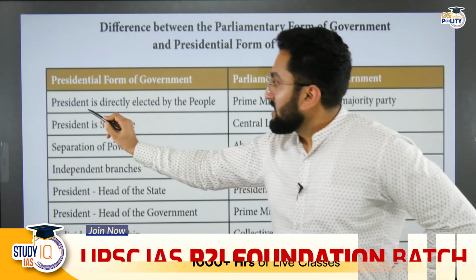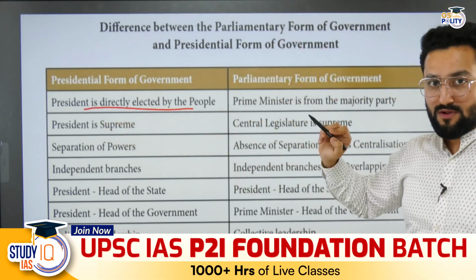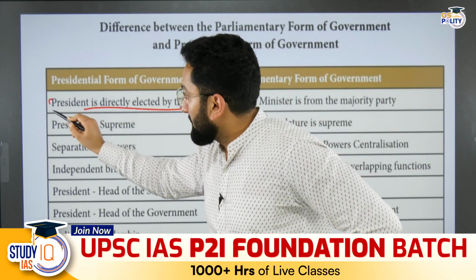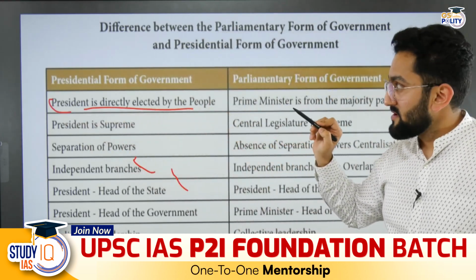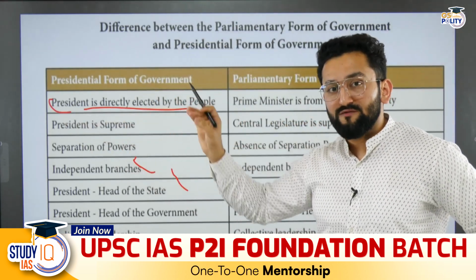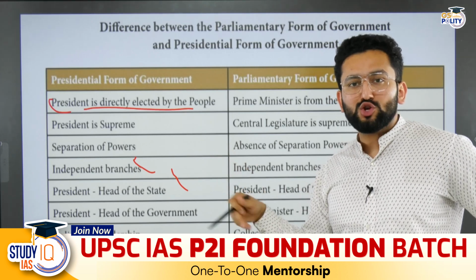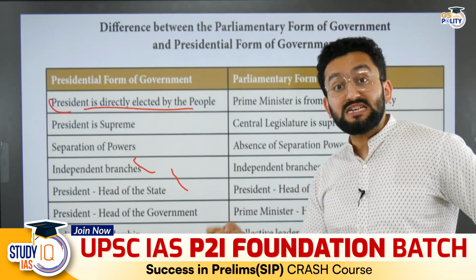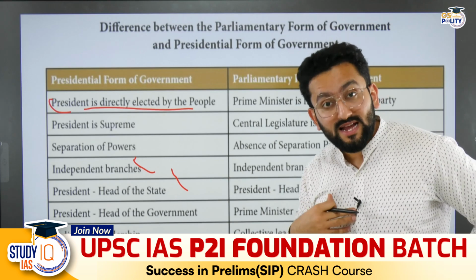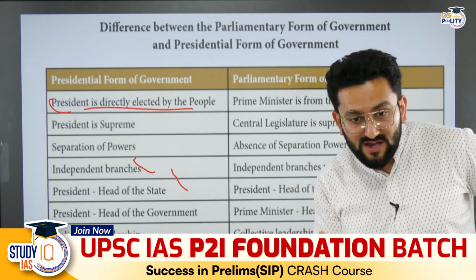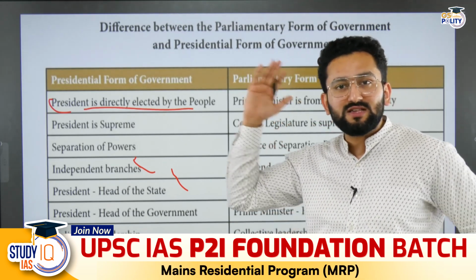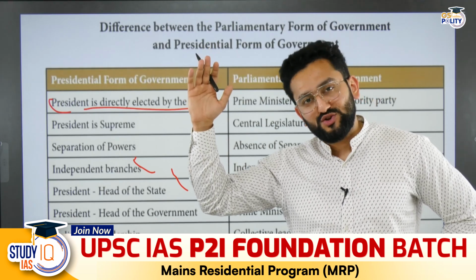Number one, directly elected by the people. It means the president is directly elected by the people in a presidential form of government. For example, in the USA, Joe Biden got elected directly by the people. But in case of India, can we have someone in the house who can say, yes sir, I have voted in the presidential election?